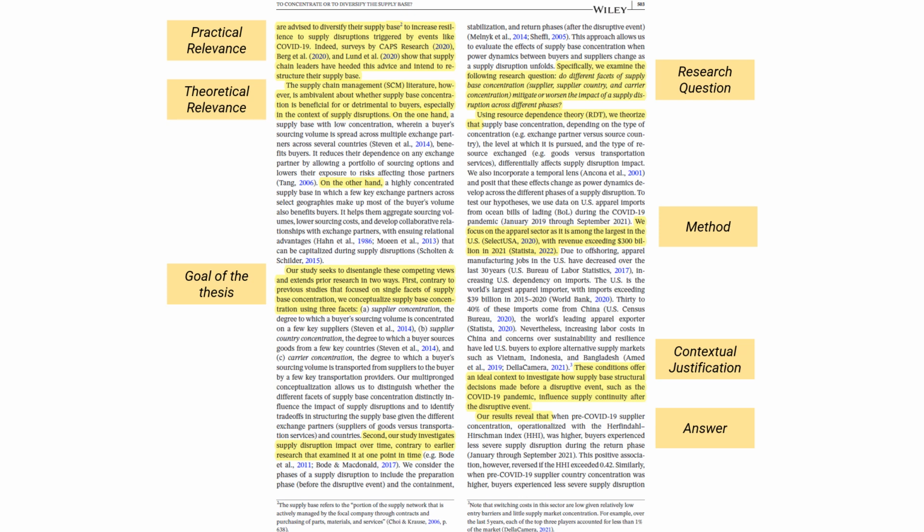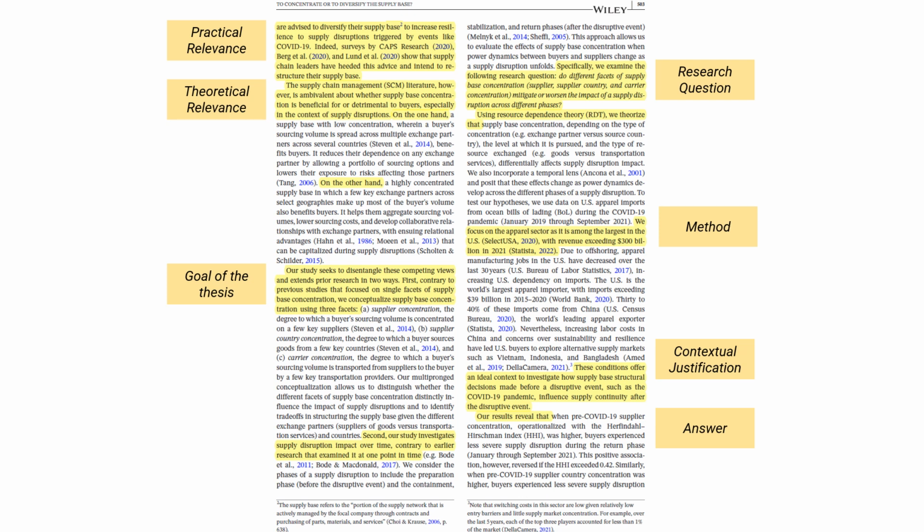After introducing the research problem and explaining its practical and theoretical relevance, they then define the goal of their study and derive a concrete research question from this goal. Next, they explain the methodology and dataset they use to answer the research question at hand. It's important to recognize here that they also provide a context justification, explaining why the context of the COVID-19 pandemic and the dataset they use are particularly suitable for answering the research question.